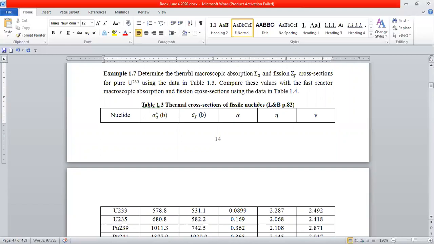We determine the thermal macroscopic cross-section. What does the word thermal mean? I told you it means something that is in thermal equilibrium, E equal to KT, where K is Boltzmann's constant, T is the absolute temperature, thermal equilibrium. So in your room where you've got air, molecules are in equilibrium with each other. And that's why there's something called a temperature. You say the temperature today is 23 Celsius. So what does that mean?